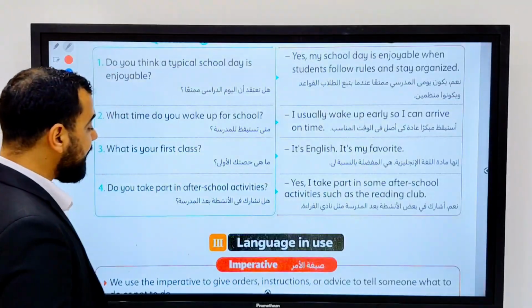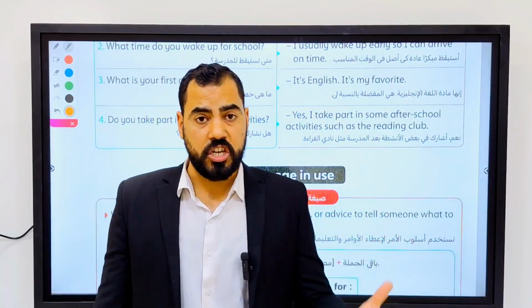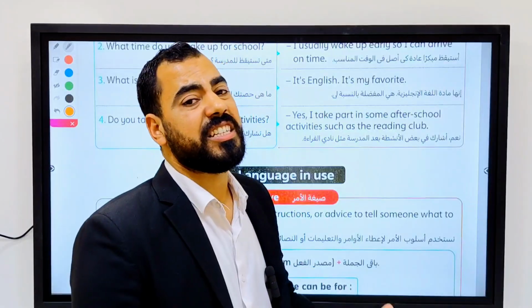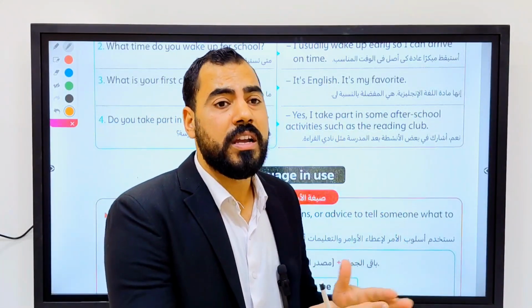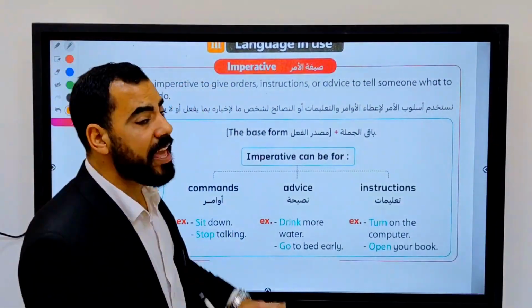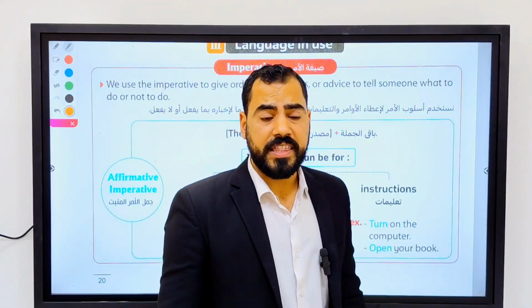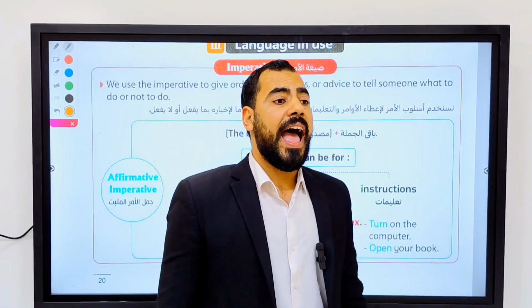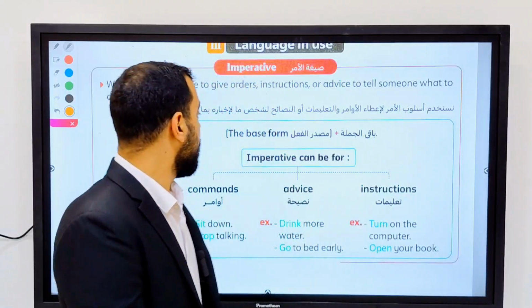Okay. Now let's move to part number 3, language in use. This means that we're going to study grammar, and the grammar in this part, lessons 1 and 2, is so easy. So let's study them together. Imperative. When you give orders to some people, they need to obey these orders, and when you give them advice, by using imperative.